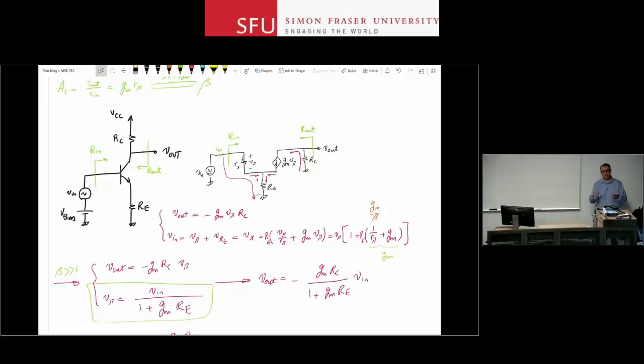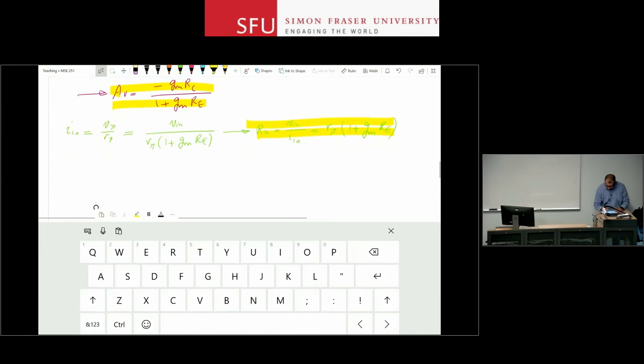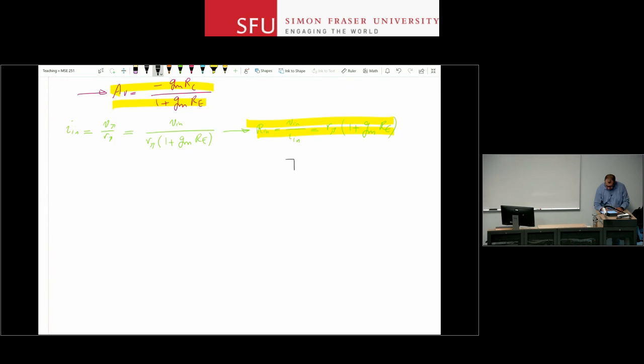So I go back, redraw the circuit, attach my test source to the output, and this is what it is going to look like. So I have my transistor here, RC here, RE here, V pi and R pi and GM V pi here. Now the input source is grounded, removed. I attach my test source to the output and want to measure that IY.